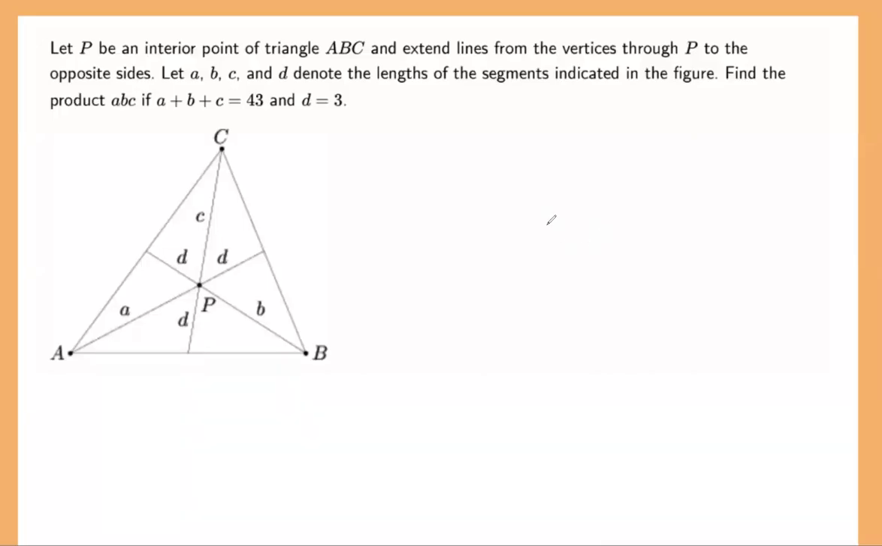Hello, a problem. So this was number 12. I'll use the mass point to do this question. We are given a triangle, and then there are some segments like AD, BE and CF. The sum of A, B, C is 43, and what we want is the product of A, B, C. So it's quite challenging, to be honest.